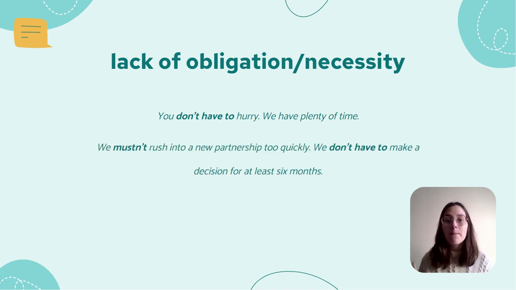Let's compare. We mustn't rush into a new partnership too quickly. We don't have to make a decision for at least 6 months. The first sentence, shown by means of must, expresses my point of view. This is what I believe. I strongly believe it, that's why I use must, but it's still my point of view. In the second sentence, I'm showing we have a choice, right? We have 6 months. We may make this decision in 2 months, in four, but we've got six.